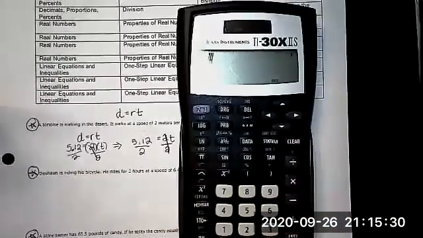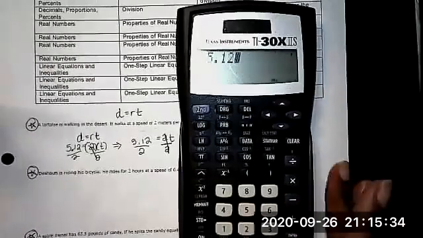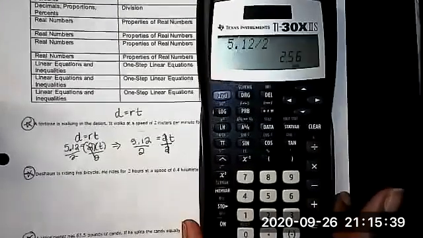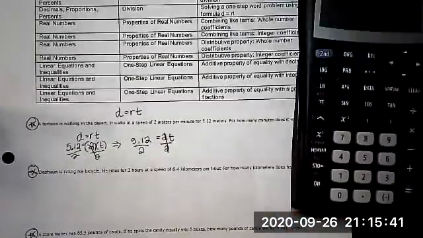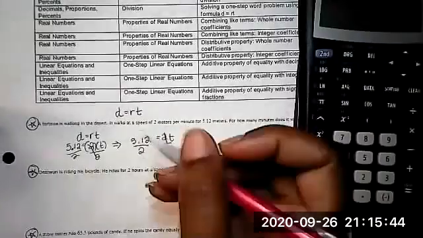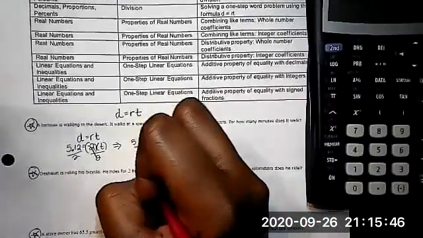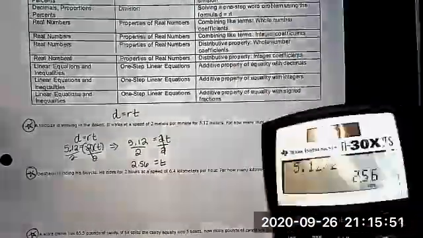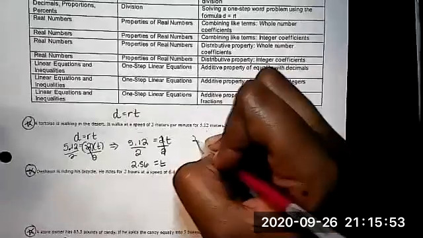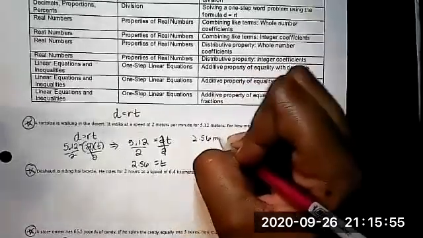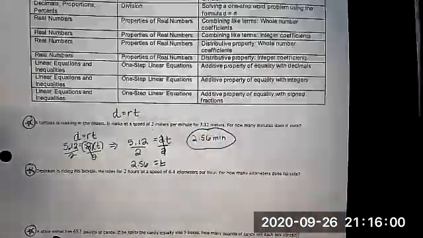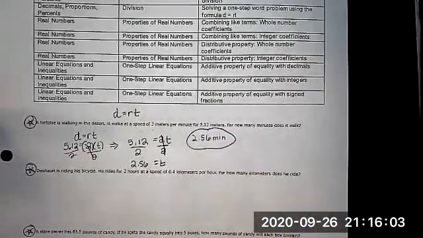Okay. So I'm going to divide 5.12 divided by 2 and push enter. My answer here is 2.56, it looks like. So 2.56 is the time, and it says how many minutes. So basically, you're at 2 minutes and 56 seconds. Got it? All right, 2.56 minutes.